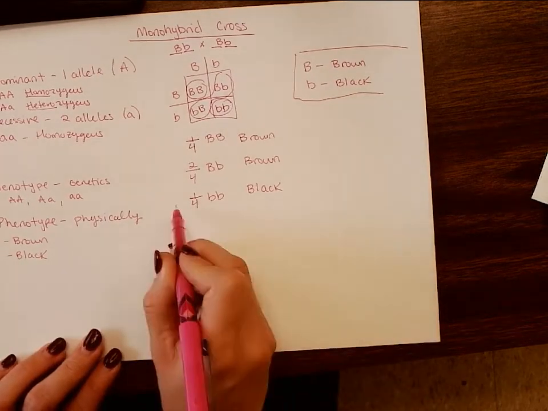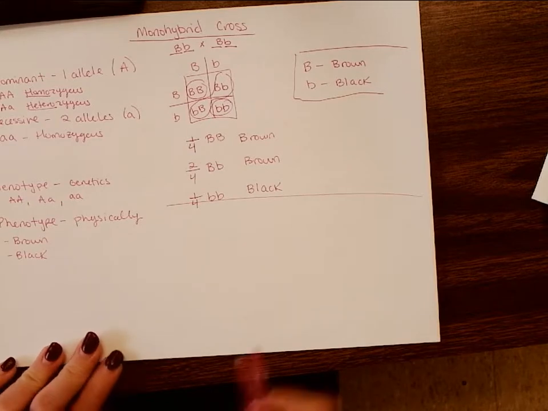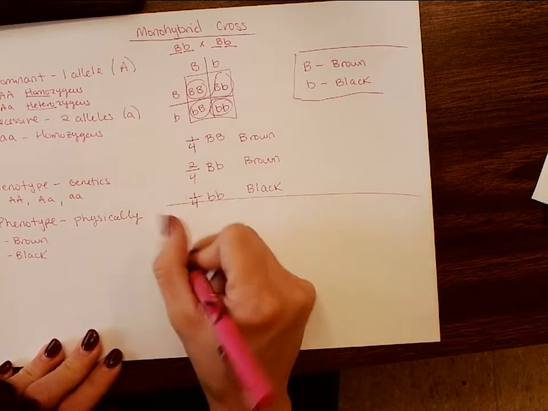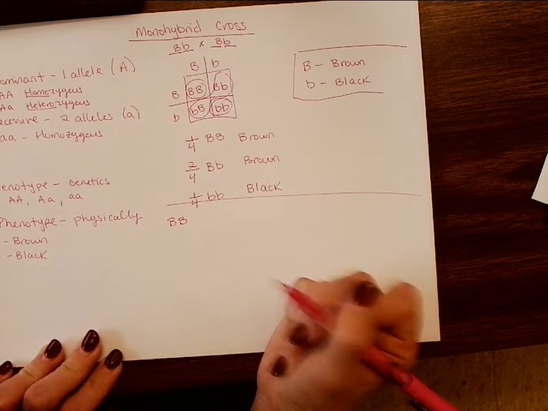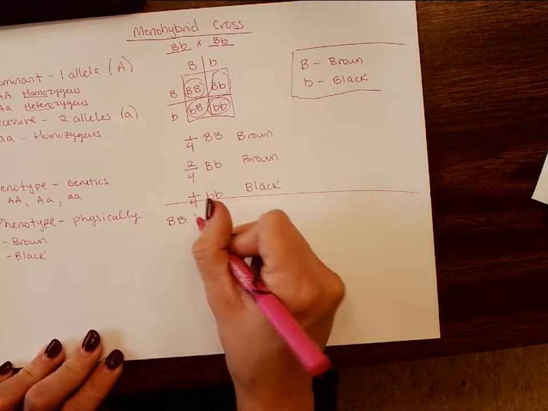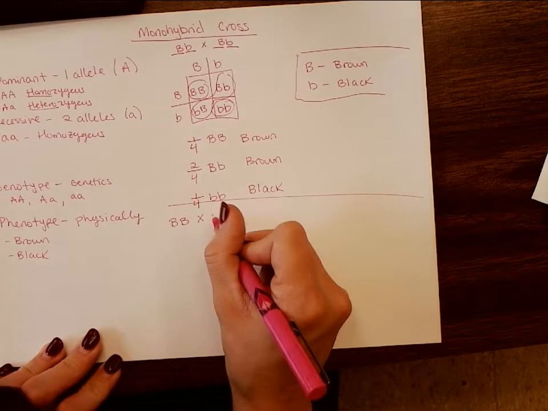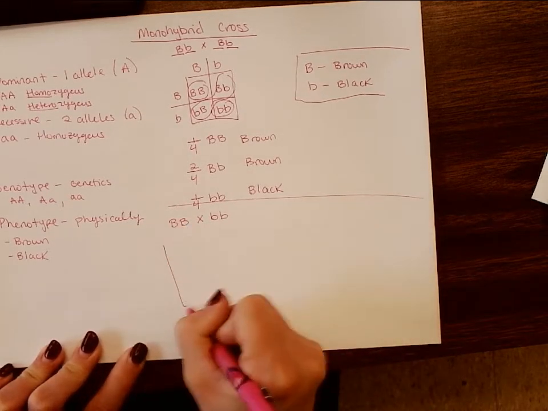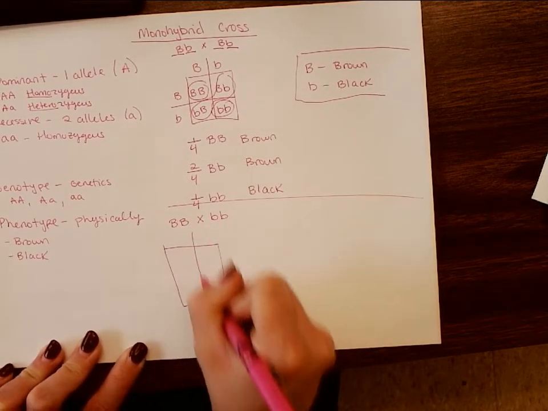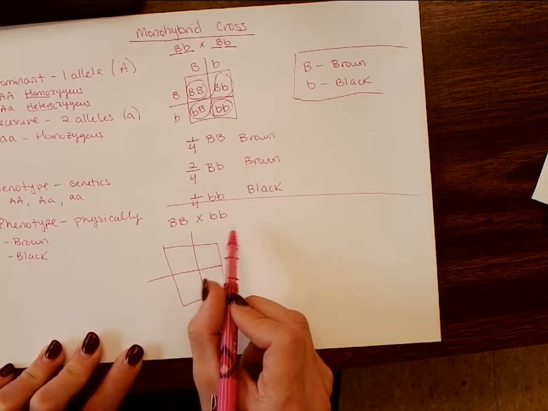Okay, in my next example here, I'm going to go ahead and cross a homozygous brown, so I will have 2 dominant traits. And I'm going to cross it with a homozygous black bear. So that's going to be 2 recessive traits. We're going to set up our Punnett square the exact same way we did last time. Now I know some of you guys can already do this in your head, but I'll show you how we set this up.